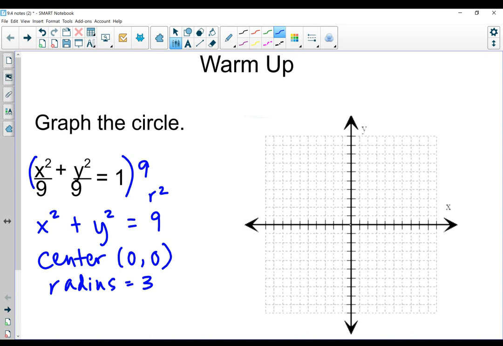So to graph, I make the center at 0, 0. And then I need to go out 3 units all the way around to show my radius of 3. And then I draw my circle as best I can.